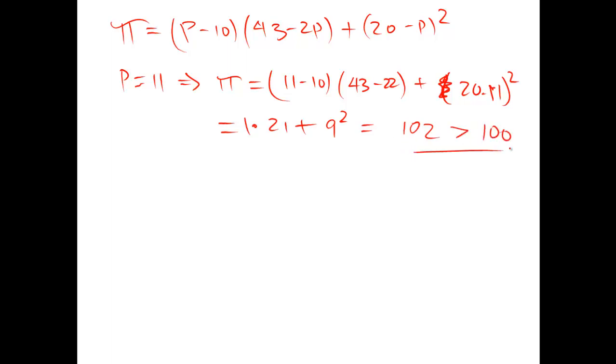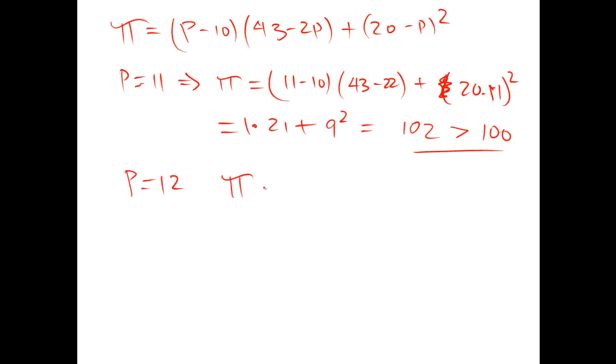We've found a price that gives us more profit than the price when price is equal to marginal cost. So that sounds like a good sign. We could experiment. We could try other prices. We could try P equal to 12. If we did that, what would we find?